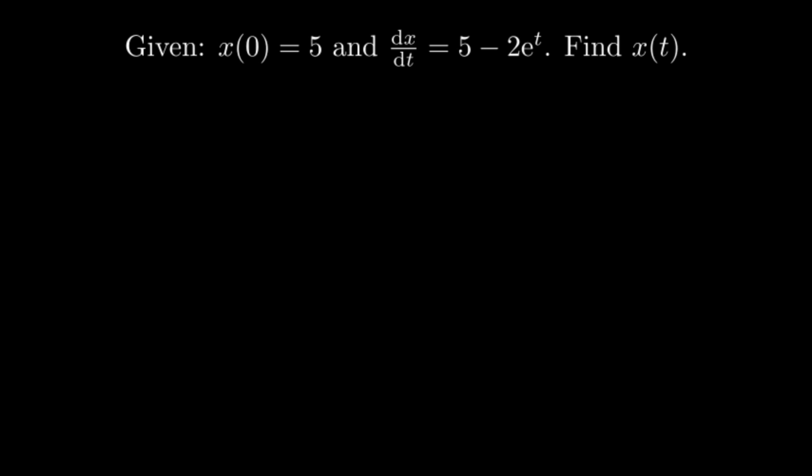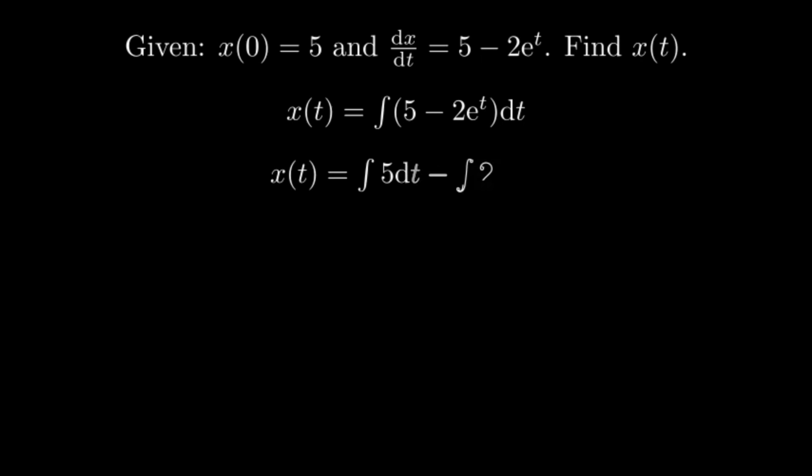Let's solve question 28. It is given that x of 0 equals 5 and dx by dt equals 5 minus 2e to the t. We need to find an expression for x in terms of t. First, we integrate dx by dt to find x of t. We integrate term by term. The integral of 5 is 5t, and the integral of 2e to the t is 2e to the t.